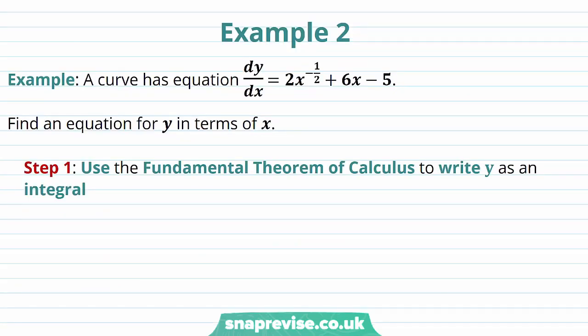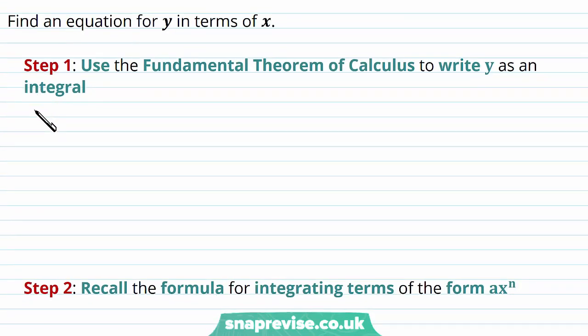Our second example tells us that a curve has equation dy by dx is equal to 2x to the power of minus a half plus 6x minus 5. We're asked to find an equation for y in terms of x.